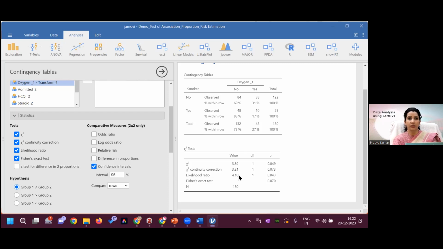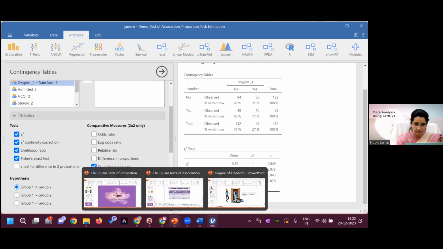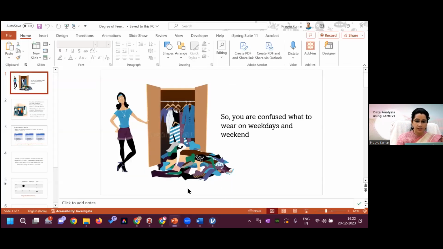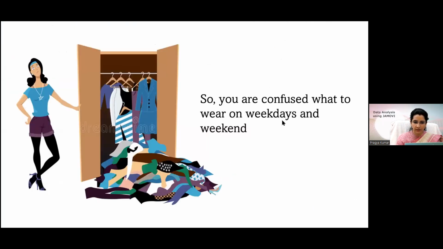Okay, understood. Then we'll go to the next topic, that is the degree of freedom. These are the few slides about the degree of freedom. I'm not going to tell you the statistical formula because you all know it. If it is continuous, n-1, otherwise you multiply row -1 multiplied by column -1. That is the statistical way of calculating the degree of freedom.